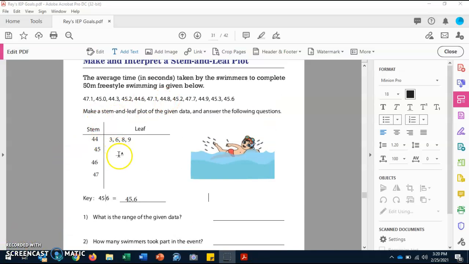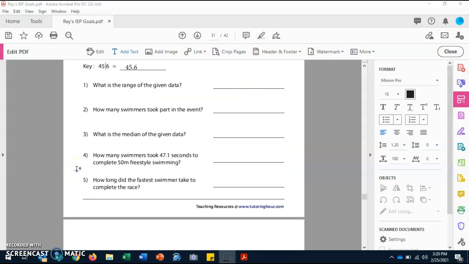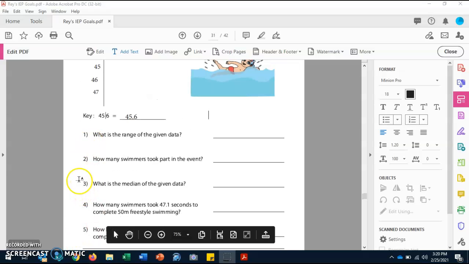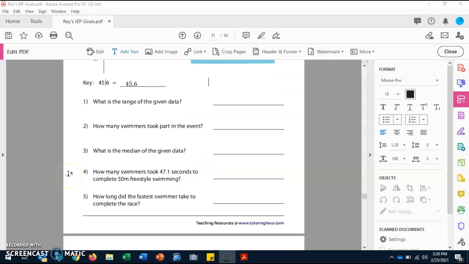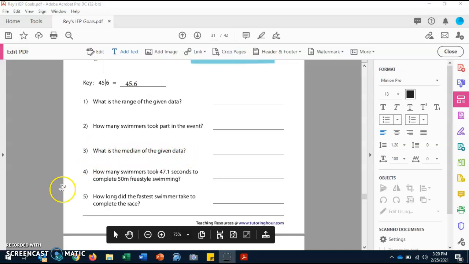Once you have put all your data set numbers into the stem and leaf plot, Ray, you are going to answer questions 1 through 5. Question number 1 says, what is the range of the given data? Question number 2 is, how many swimmers took part in the event? Question number 3 is, what is the median of the given data?